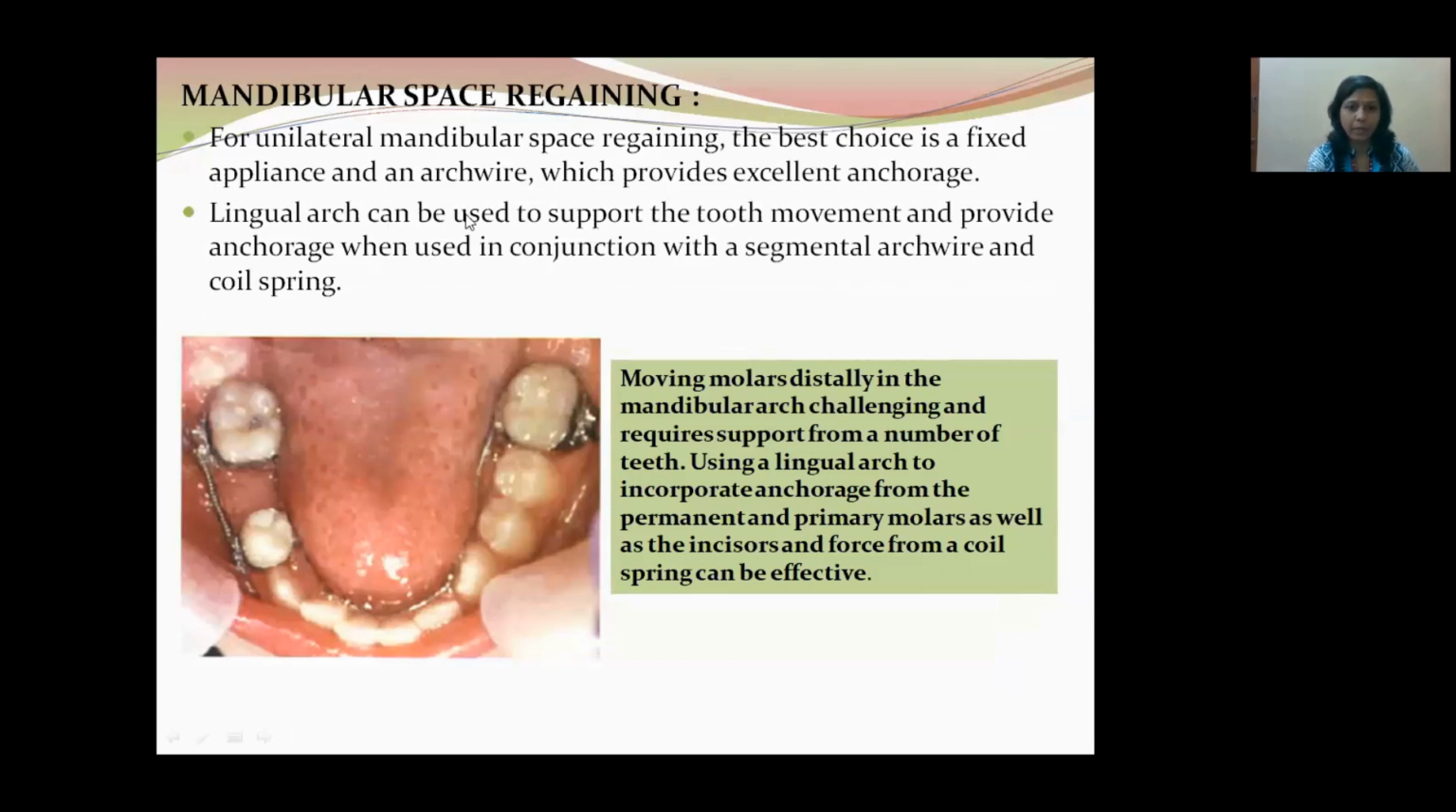A lingual arch can be used to support the tooth movement and provide anchorage when used in conjunction with the segmental arch wire and coil spring. Moving the molars distally in the mandibular arch is challenging and requires support from a number of teeth. Using a lingual arch to incorporate anchorage from the permanent and primary molars as well as the incisors, and force from a coil spring, can be effective for space regaining.